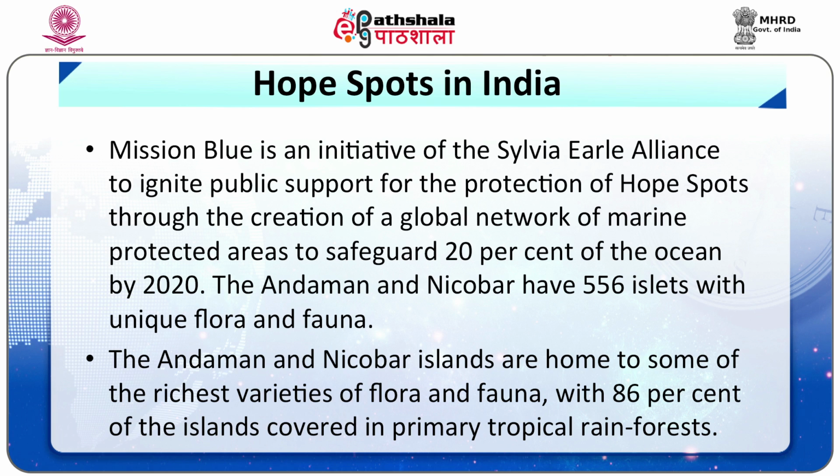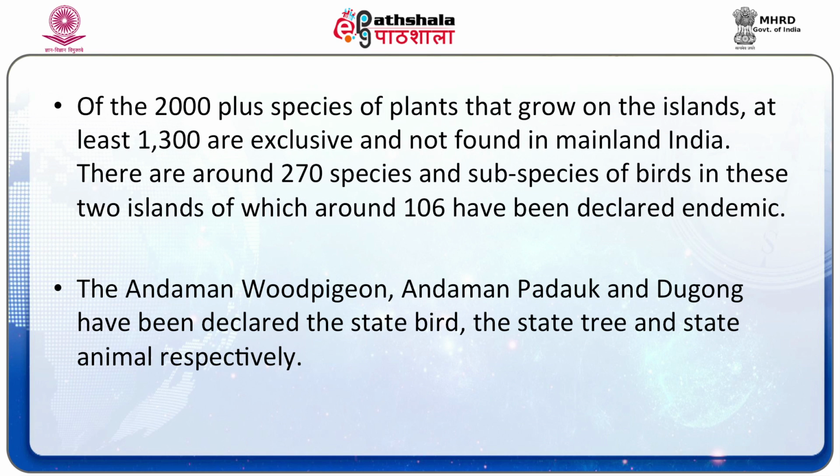The Andaman and Nicobar have 556 islets with unique flora and fauna. The Andaman and Nicobar Islands are home to some of the richest varieties of flora and fauna, with 86% of the islands covered in primary tropical rainforest. Out of the 2000 plus species of plants that grow on the islands, at least 1300 are exclusive and not found in mainland India. There are around 270 species and subspecies of birds in these two islands, of which around 106 have been declared endemic.